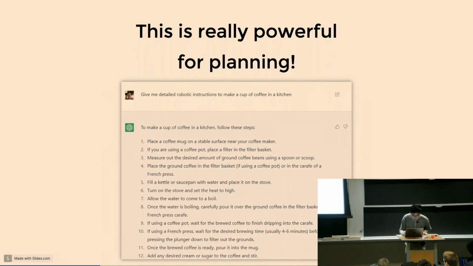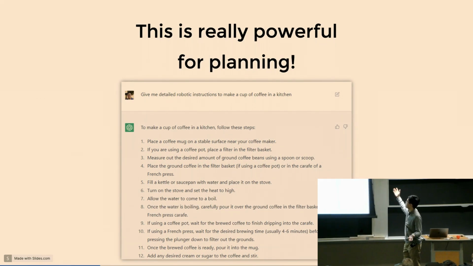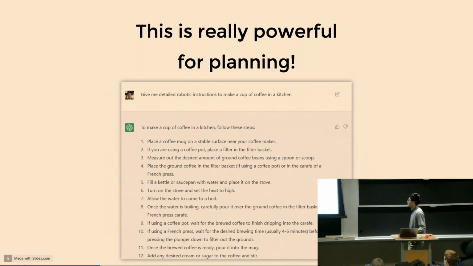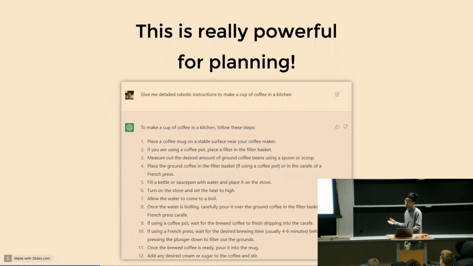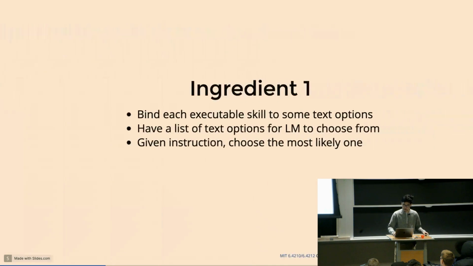In addition, you can ask it for a list of instructions. Here I ask it for robotic instructions, a really detailed list with 12 steps. It says place a coffee mug on a stable surface near your coffee maker. If you're using a coffee pot, place a filter in the filter basket. It's really complicated, but it shows us that large language models capture a lot of useful knowledge we humans have, and we can use it to inform robots.